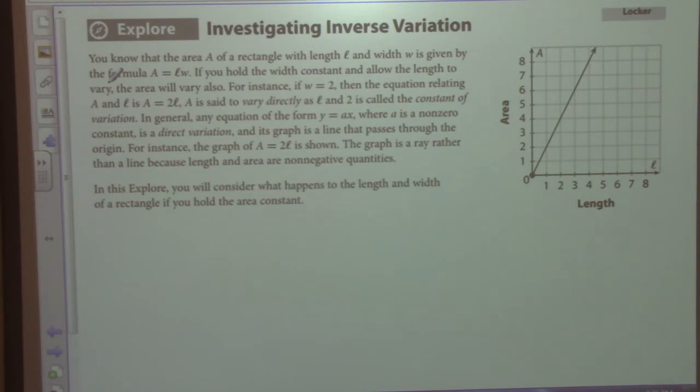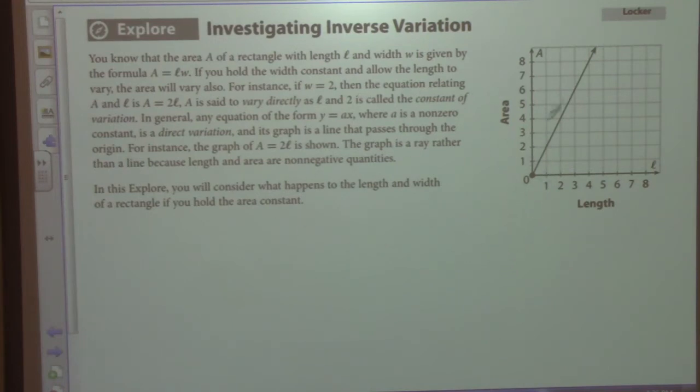The first example we're given here is one where you have an area A of a rectangle with length L and width W given by the formula A equals LW. If you hold the width constant and allow the length to vary, then the area will vary also. So if W equals 2, then the equation relating A and L is A equals 2L. And we say A is said to vary directly as L, and 2 is called the constant of variation.